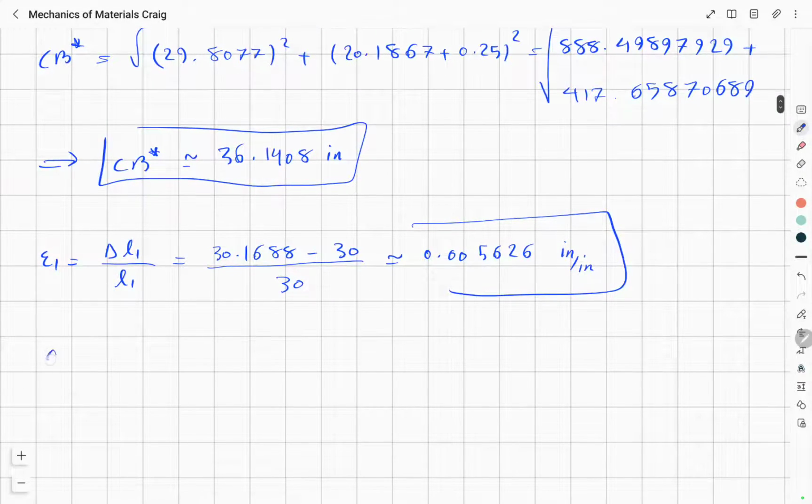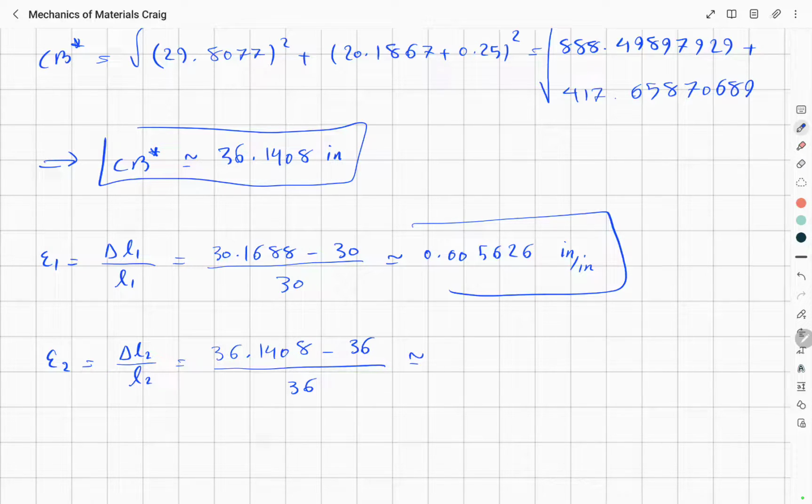And finally, for epsilon 2, we have delta L2 divided by L2, 36.1408 minus 36 divided by 36, which is approximately equal to 0.003910 inch per inch.